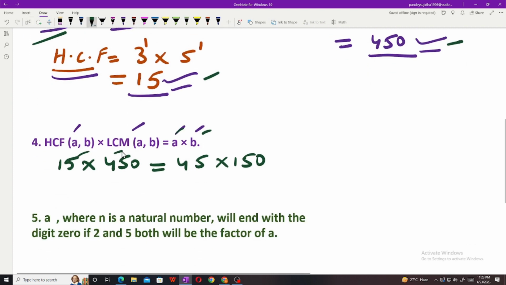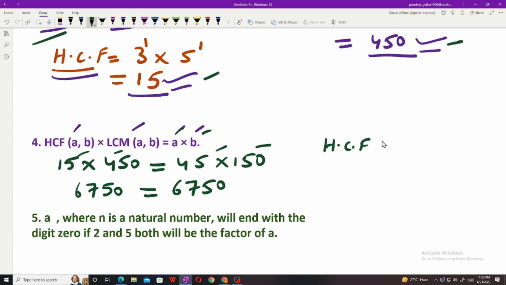15 into 450, when we multiply, we get the value as 6750. And when we multiply 45 into 150, we get the same value as 6750. So we say that the product of HCF and LCM will be equal to the product of two numbers.